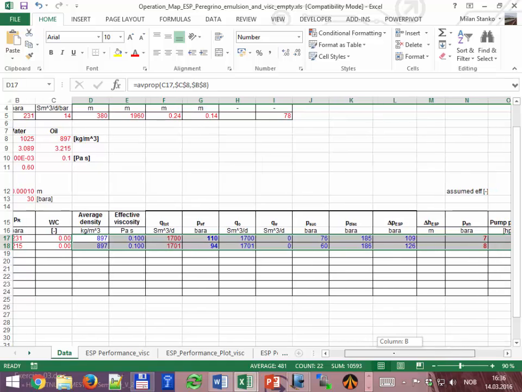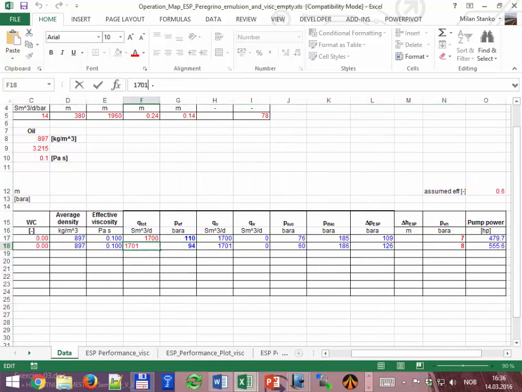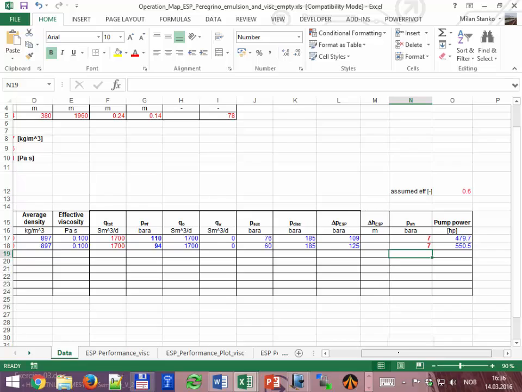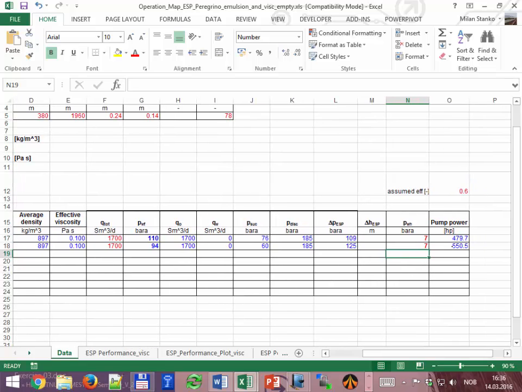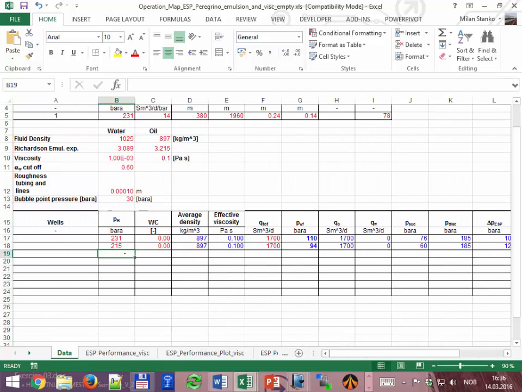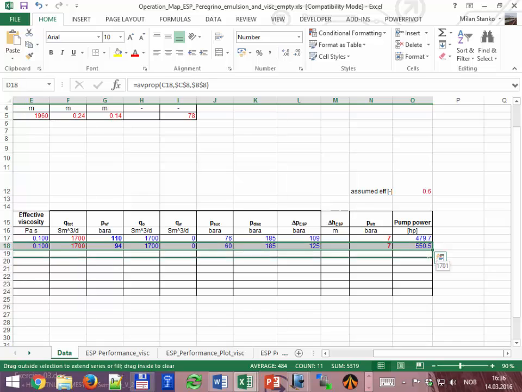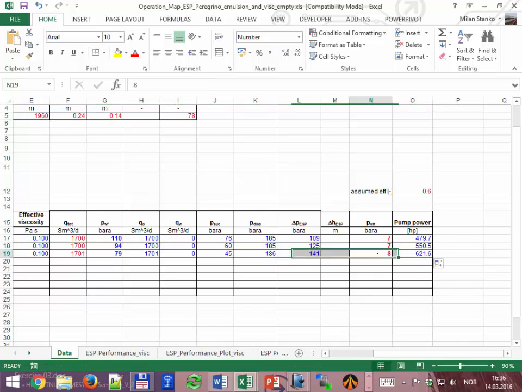Here should be 1700. This should be 7, okay? The power is below 600. The suction pressure is above 31.5. So everything is nice and easy so far. Now we go to the next pressure, 200. And I drag all of them down. Okay, 7 here and 0 here.